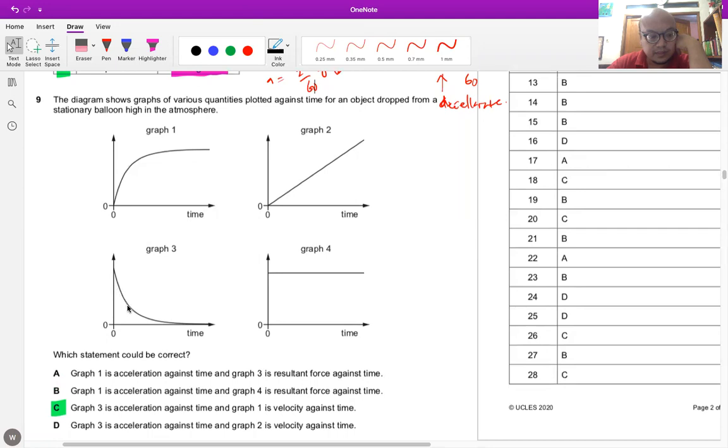Graph 3, the acceleration is constant. The gradient is slowing down until it is constant. This is when the acceleration is 0, which means constant velocity. And graph 1 is velocity against time. Yes, this goes to the constant velocity. So we can say the slope, or gradient, is going to be small.